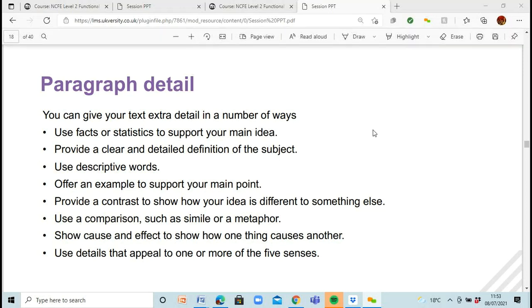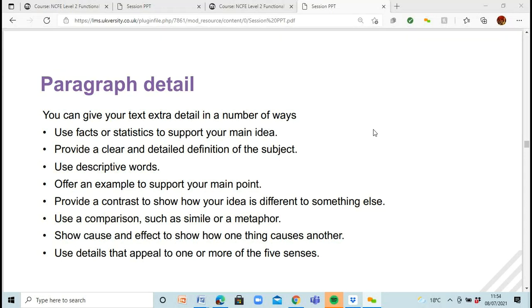We've only got a few minutes left. It's okay now. When you're doing your paragraphs in detail, just make sure that you give enough detail in it. Have facts or statistics, support your main idea. Give clear, detailed information on your subject. Use descriptive words. Add examples. Maybe even put in a contrast to show different ideas. Compare it to something, so a simile or a metaphor. Show the cause and effect of how one thing will cause another, and then use details.